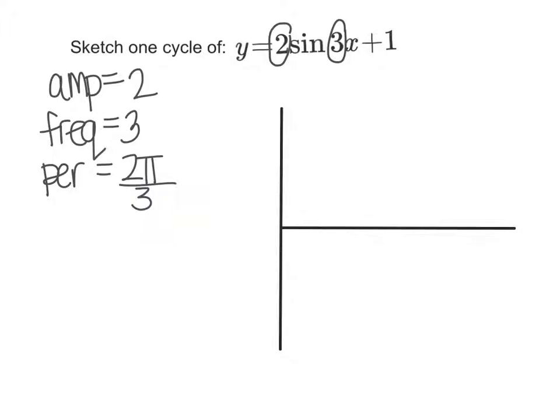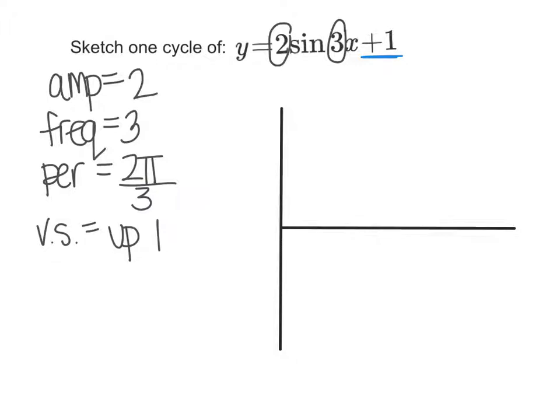And then we identify any shifts that are going to cause the graph to move up or down or left or right. In this case, because this +1 is only coming at the end and it's not in parentheses, we know that that's a vertical shift. I'll just abbreviate that as VS. And since it's positive, that means the graph would be shifted up 1 unit.